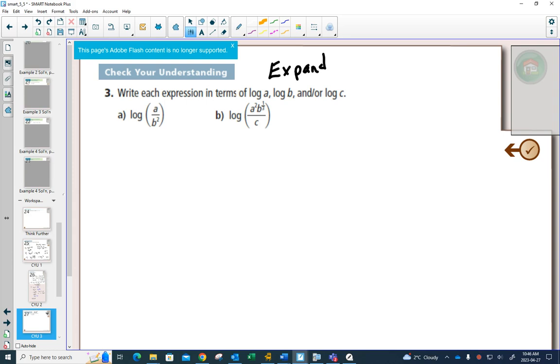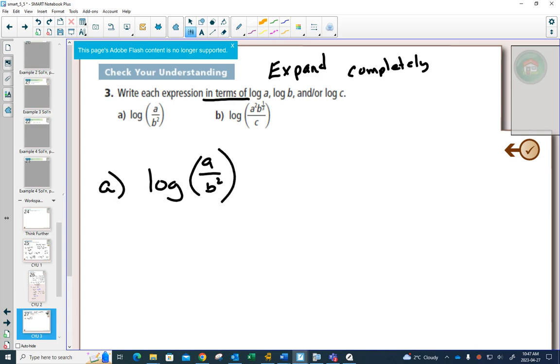And so sometimes you'll get this question and it will say expand completely. And sometimes you'll get this question worded like this, where it says, write each expression in terms of log A, log B, and log C. So what that means is I have to start with log of A over B squared, but the only thing I'm allowed to write on the right-hand side of this equation when I'm done is log A, log B, or log C. There can be numbers in front, but there can be nothing else inside of the logarithms.